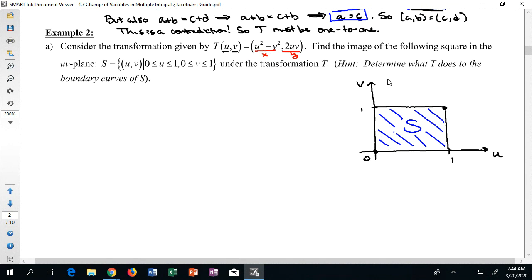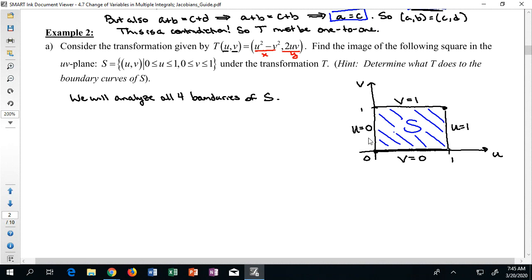All right, so I'll start by saying here that we will analyze all 4 boundaries of S. Okay, so I'm going to start by labeling each one of these sides in my picture. Notice that this bottom side over here in my square is given by the formula v equals 0. The top side then is given where v equals 1. My left side and right side are given by u equals 0 and u equals 1.